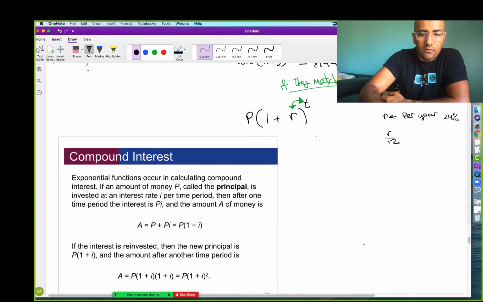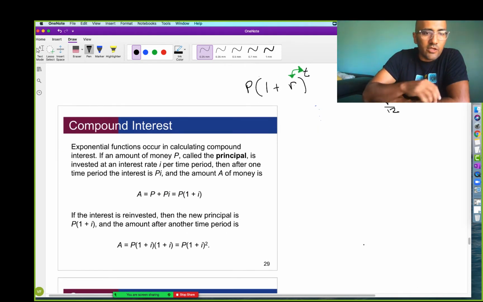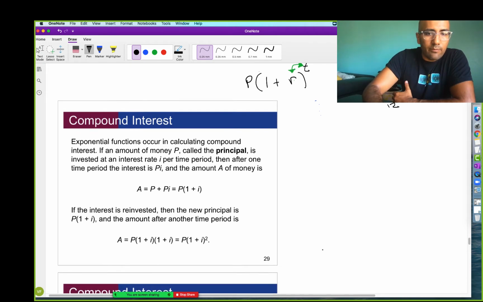No? Okay, so let's look at the formula in general, and we'll apply another example. Exponential functions occur in calculating compound interest. Okay, good. Principal. Okay, so this is very similar to the example I just pulled up.